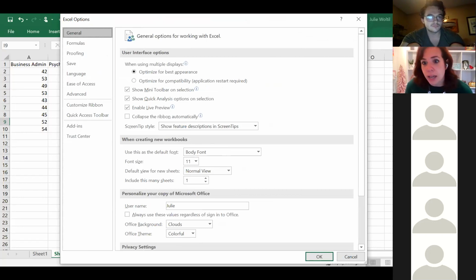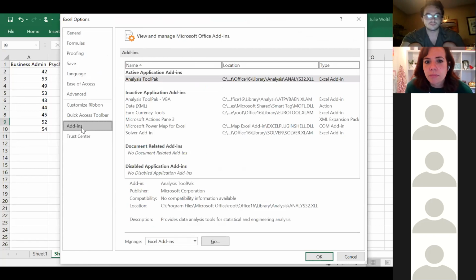So you have a Mac, and so you don't have this button. You don't have an add-ins option. I don't even know, is it Numbers, not Excel? I have Home and Insert and Page Layout, but not File. Yeah, I don't have File either.